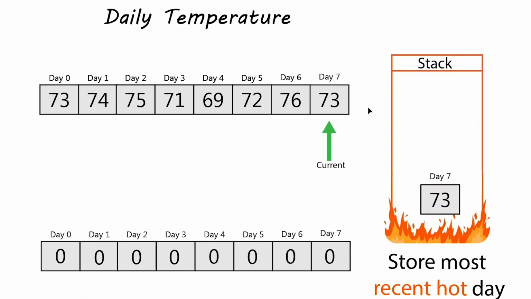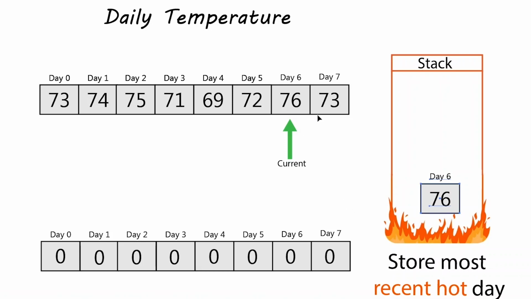Since we don't have any day which has higher temperature than this particular day, the answer to this is 0 and then we can move our current. We want this current to always be less than the top of our stack. You can see the top of our stack is 73. That means our assumption was wrong. This is not the most recent higher temperature that we have got till now. The most recent higher temperature is this one. So we can pop this element from the stack and push this as the most recent higher temperature till now.